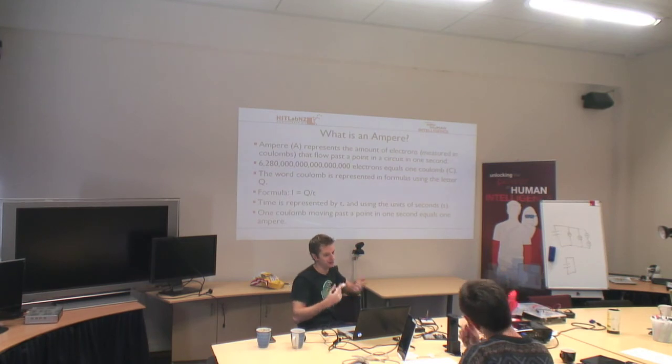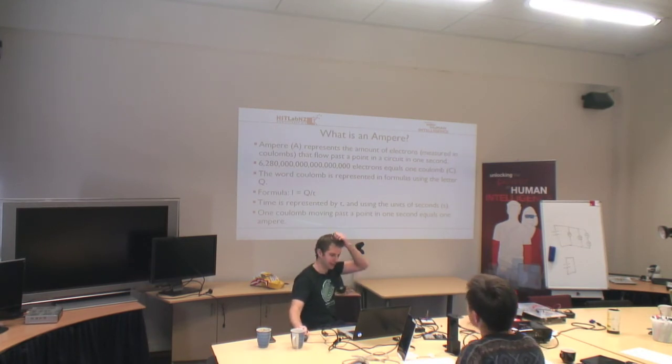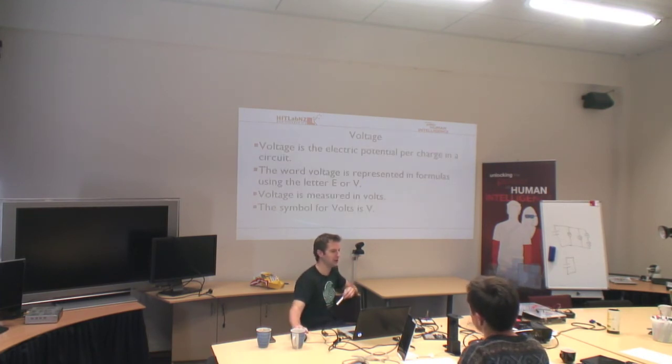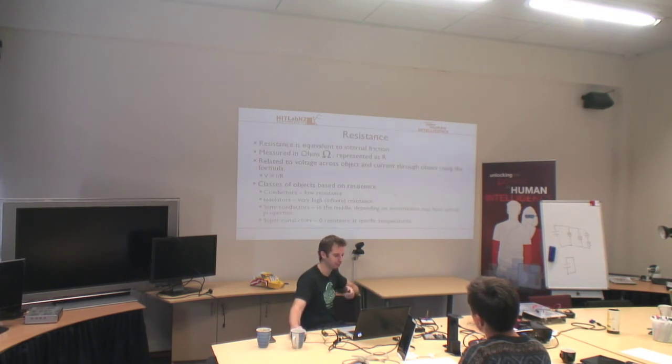So, you know, you have 6.28 million trillion electrons, you have 6.28 million trillion carriages, and then the voltage is effectively how much coal is in each carriage. So each coulomb can be carrying a certain amount of electric potential. So 5 volts means that each coulomb contains 5 volts of electric potential within it.